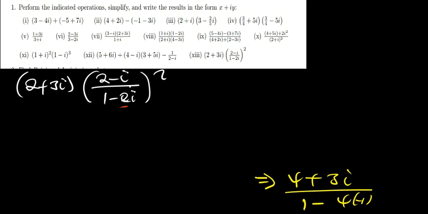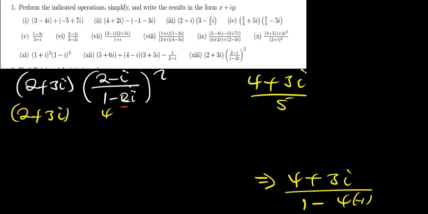I'm going to have 4 plus 3i divided by, this is going to give us what? It's going to give us 5. It's going to be 1 plus 4, which is 5. So I can write this like this, and then here replace it by 4 plus 3i divided by 5. Then now you square this. It's the same thing. So now this again is the same as 2 plus 3i.